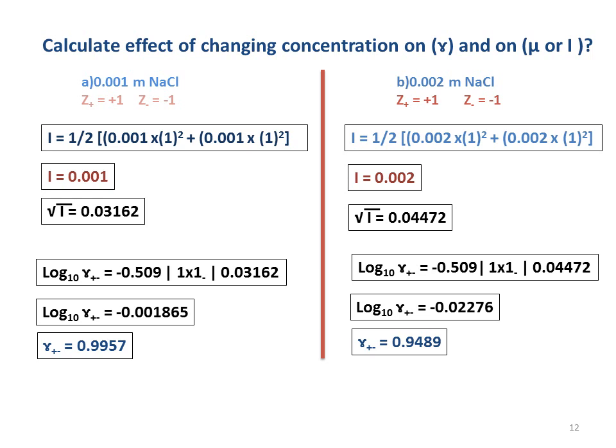The same method is applied for the second case, which is 0.002 molar NaCl. The ionic strength for it is 0.002. We note that when we increase concentration from 0.001 to 0.002, ionic strength is increased, but the mean ionic activity coefficient gamma is decreased from 0.9957 to 0.9489.